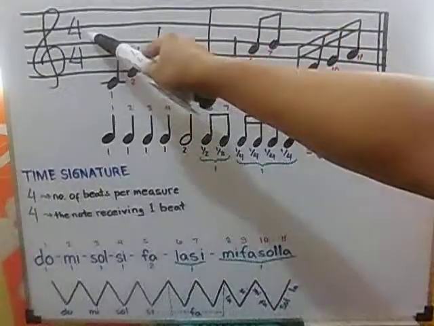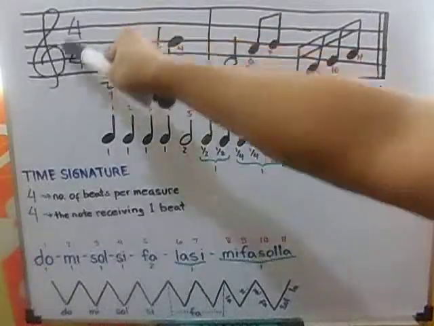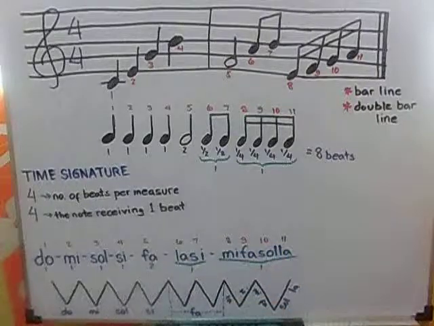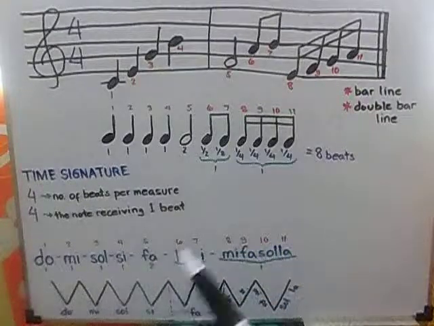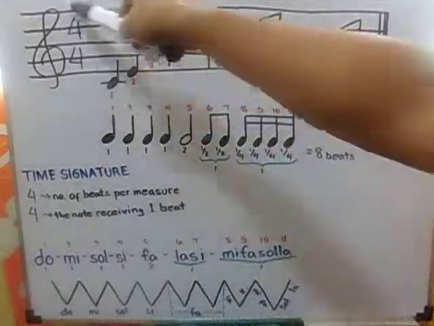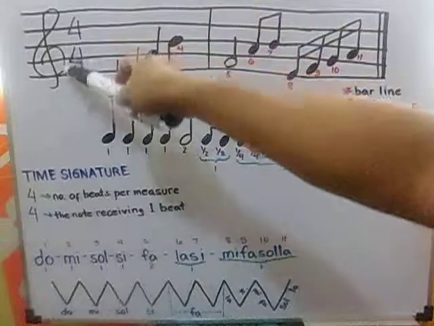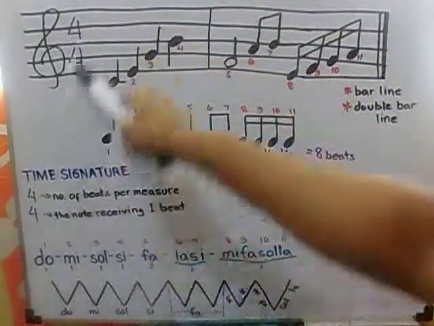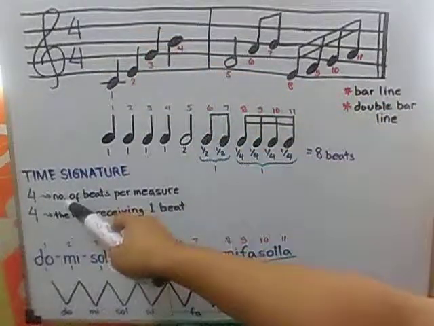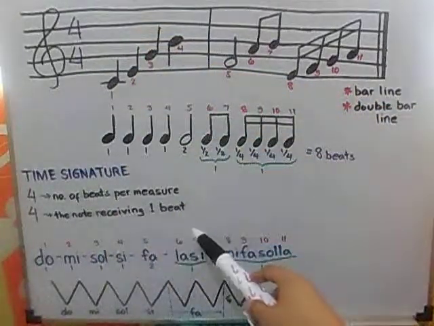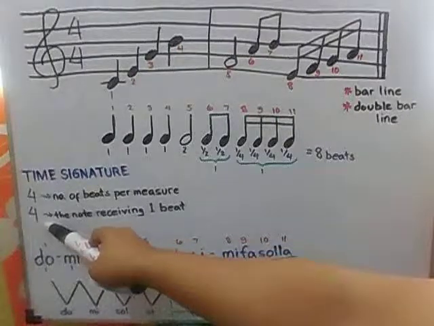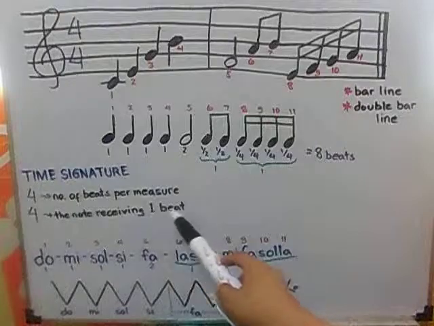Another one here, beside our G clef, is the time signature. The time signature tells us how many beats are there in each measure, and which note will receive 1 beat. It looks like a fraction, but again, this is not a fraction. The number on the upper part is the number of beats per measure, and the number on the lower part is the note that will receive 1 beat.